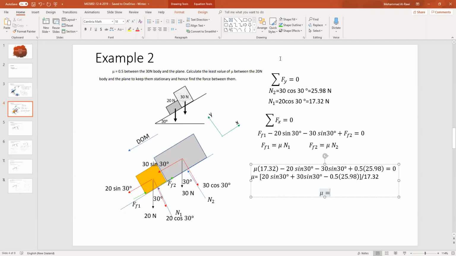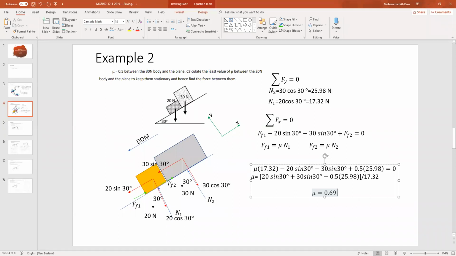Any answers? Any tries? Good? No, there's something wrong. The last answer I got is not correct. So I will say the answer is 0.69. That's the correct answer. Please, if you get it wrong, then you need to check your calculations.